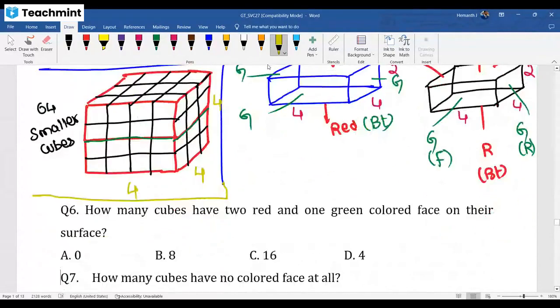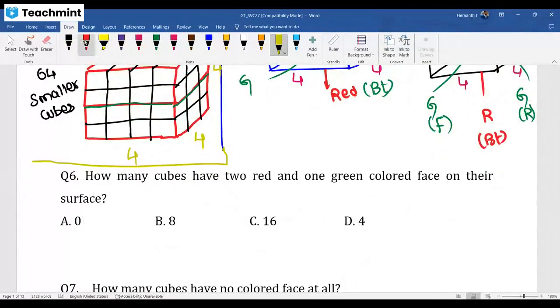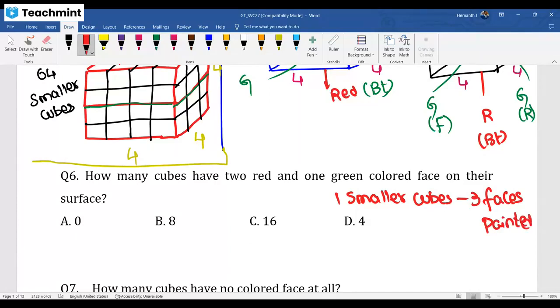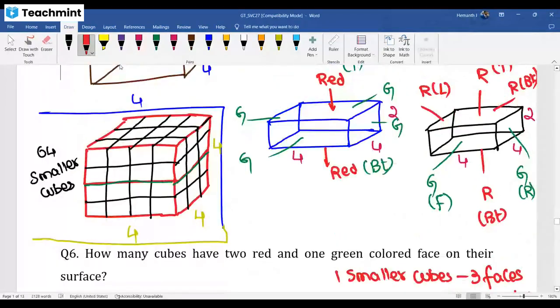Right, see, generally 3 colors will be in the corner. Okay, this is one smaller cube, 3 faces painted. We have 6 faces for everything. 3 faces painted will be available in the corner, every corner. Now I'll check, they said 2 red and 1 green, right? Now here in this corner, this cube top side is red color, right side green, left side green.